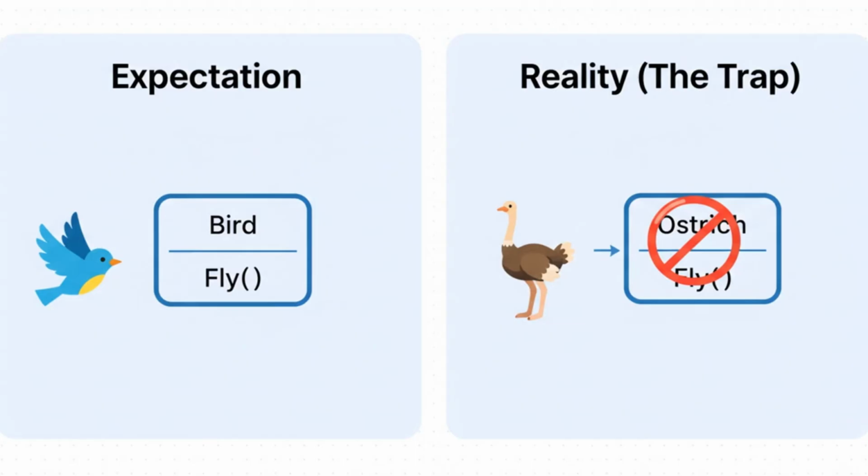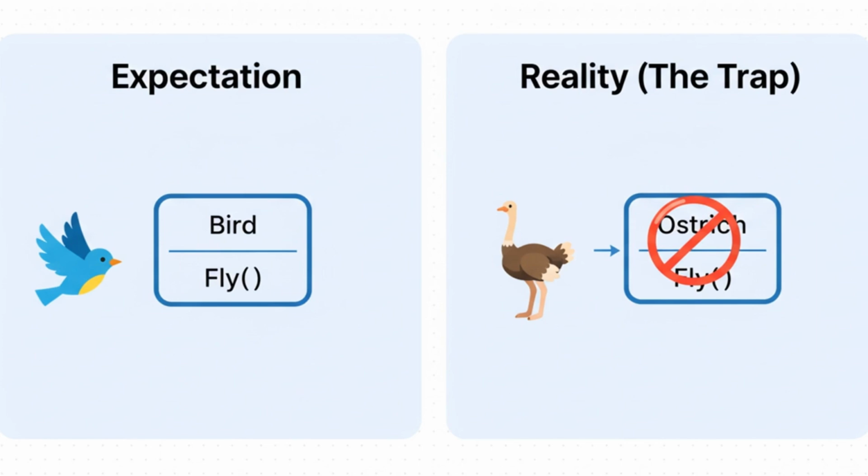And here is the classic example that trips people up all the time. Logically, an ostrich is a bird, right? So it seems totally natural to make our ostrich class inherit from a bird class. But here's the trap. Our main bird class probably has a fly method. And, well, you see the problem.